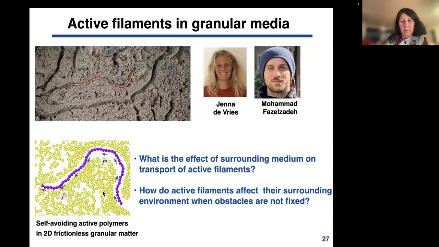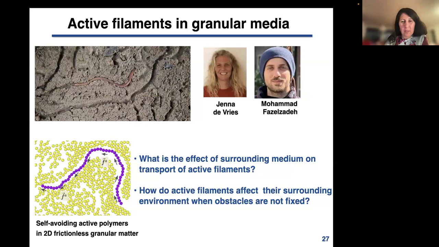Of course, again, one can ask how this granular matter, if you have a dense one, affects the transport of the active filament. But the other question, which is more interesting, is how this active filament as an intruder affects its surrounding medium. As you can see here in this picture of the real worm, they create channels and they can also compactify the soil around them. So we wanted to see how our model can predict this behavior.